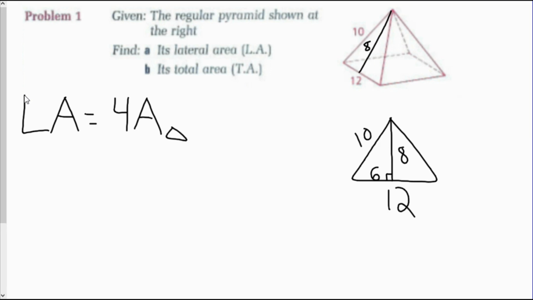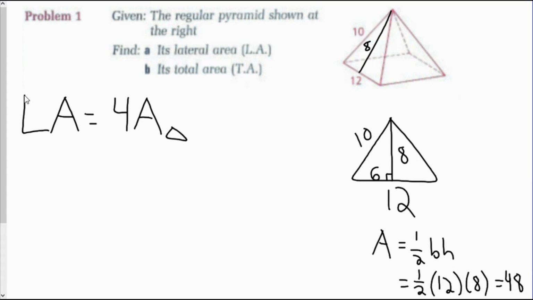So if I find the area again of one of these triangles, the area of one of these triangles would be 1/2 base times height. I know my base is 12, and I know my height is now 8. So 1/2 times 12 times 8 is 48 units squared. So I know the area of one triangle is 48 units squared. So the area of 4 triangles would be 4 times 48, which is 192 units squared. So the lateral area of this regular pyramid is 192 units squared.